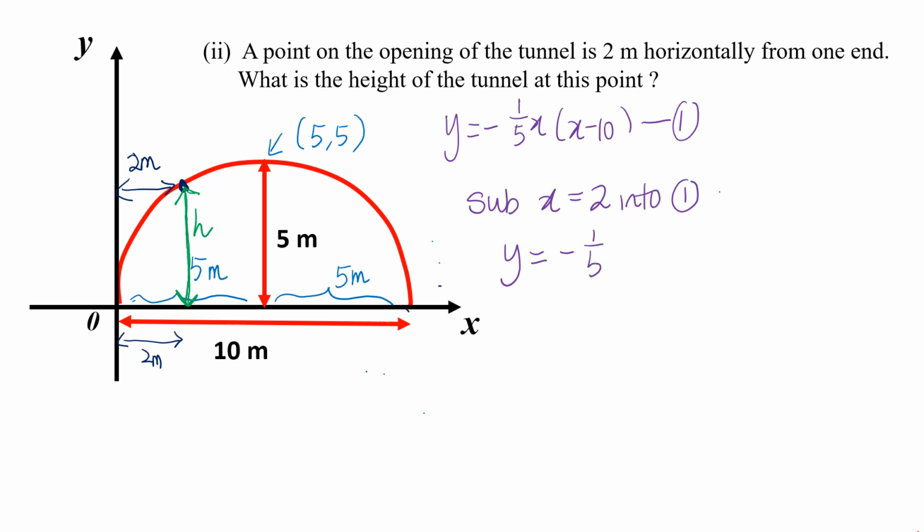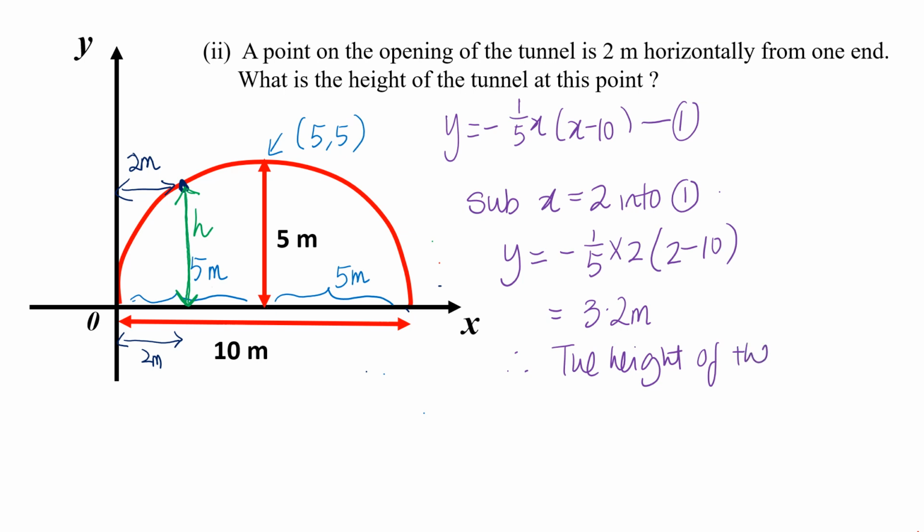So you will have negative 1/5 multiplied by 2, bracket 2 minus 10. And this, you can use your calculator to work out. And you will get 3.2 meters. So therefore, when x equals 2 meters, the height of the tunnel at x equals 2 meters is 3.2 meters.